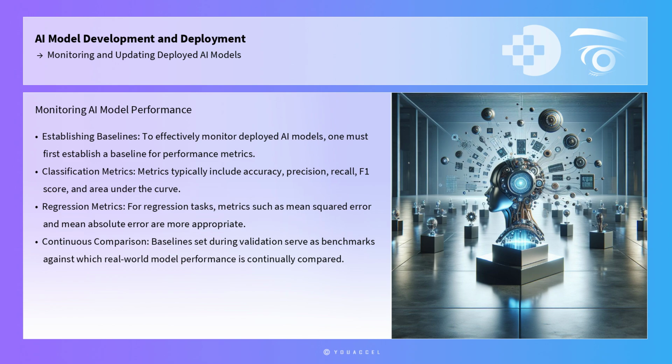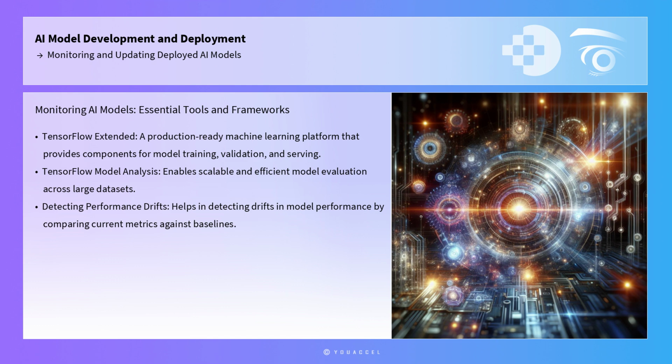These metrics typically include accuracy, precision, recall, F1 score, and area under the curve for classification tasks. For regression tasks, metrics such as mean squared error and mean absolute error are more appropriate. Once these baselines are set during the validation phase, they serve as benchmarks against which real-world model performance is continually compared. A variety of tools and frameworks can assist in monitoring AI models.